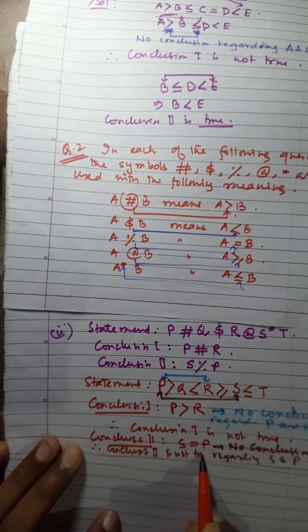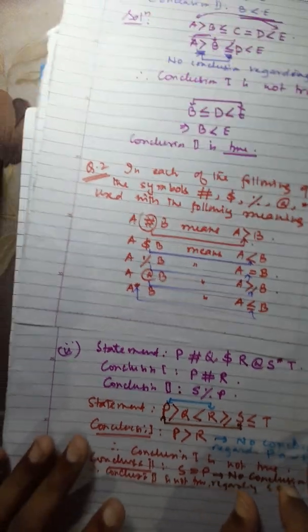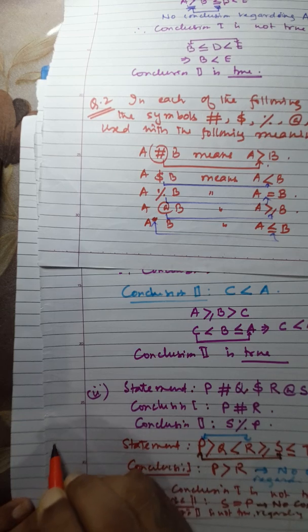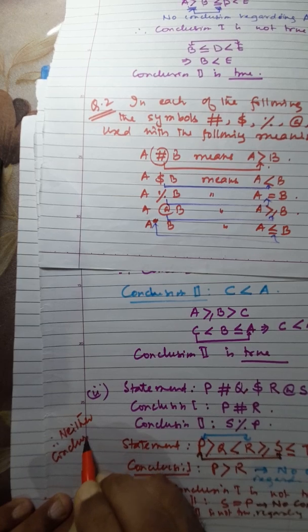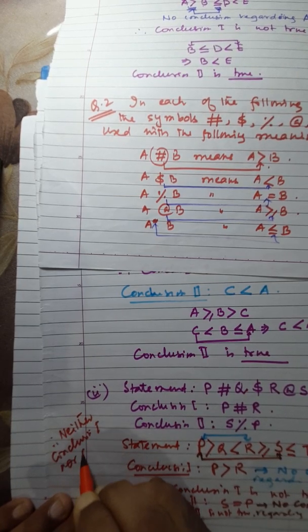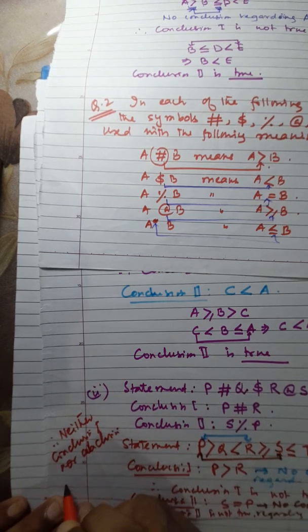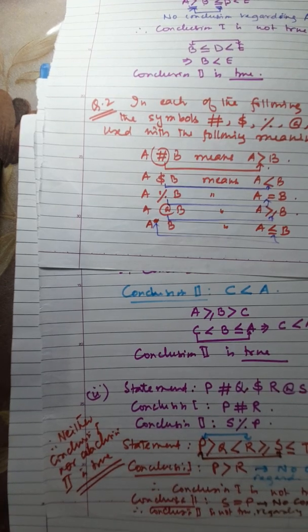Therefore conclusion 2 is not true. So here both conclusions are not true. That means neither conclusion 1 nor conclusion 2 is true. That we have to write, because both are false. That's why you write neither conclusion 1 nor conclusion 2 is true.